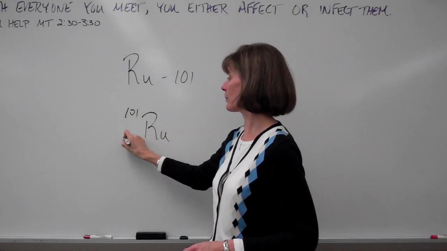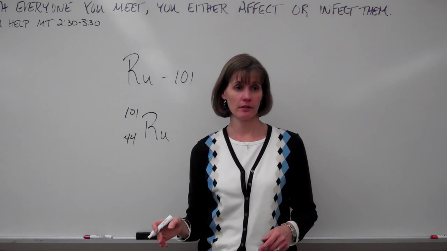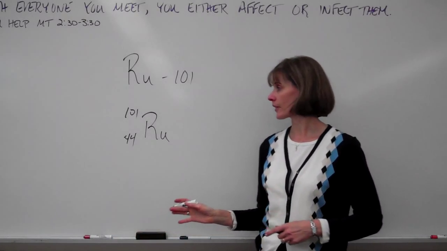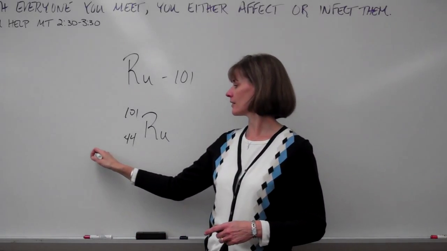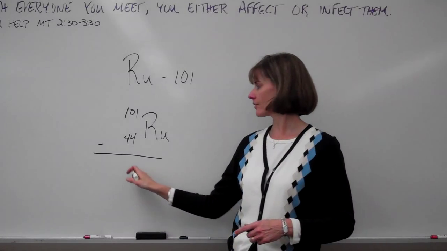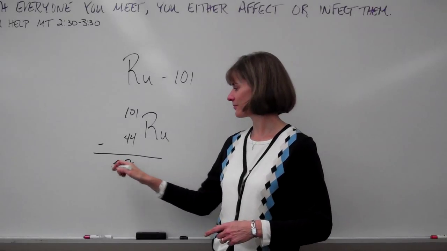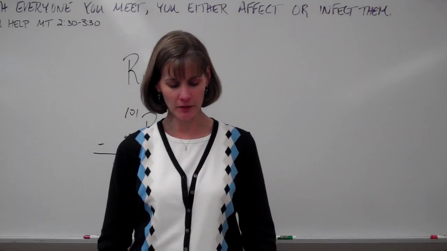It is the atomic number, which is the number of protons. So how many neutrons does this have? 57. How do we get that? Yeah, subtract those two and we will get 57. Okay.